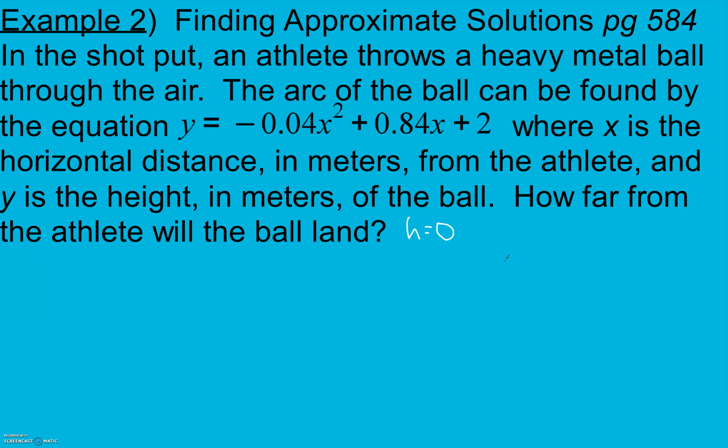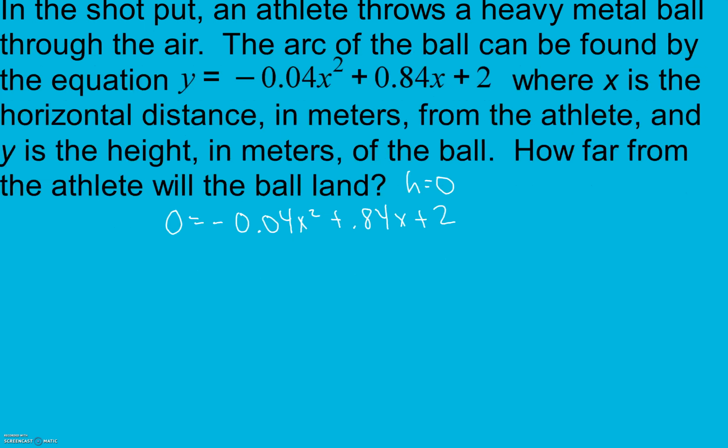Okay, when it lands on the ground, we can see that in the picture on page 584. It has a little bit of a drawing there, so the shot would continue and hit the ground, okay, when it lands, so our height will be 0. So 0 equals negative 0.04x squared plus 0.84x plus 2. Now, here we're going to use the quadratic formula. A is the number in front of my x squared. B is the number in front of my x, my linear term there. And C is my constant.